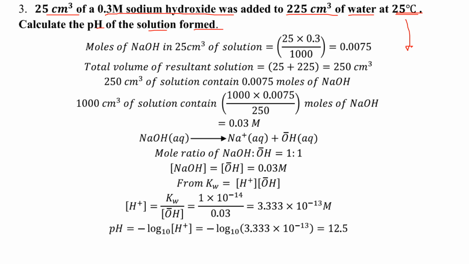So for the moles of sodium hydroxide, we have to first calculate the moles in this statement. So 1000 contains 0.3, what about 25 centimeters cubed? They are going to give us 0.075 moles of sodium hydroxide.